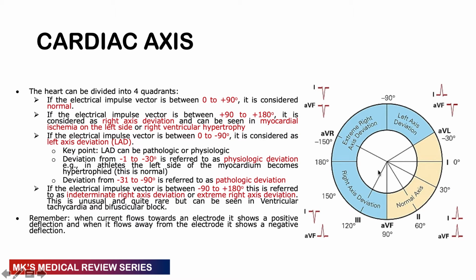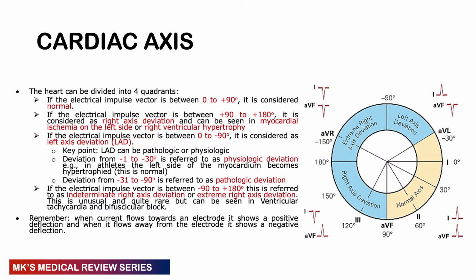Now, if your impulse shifts to the left side, so to this quadrant here from 0 degrees to about minus 90 degrees, we call that left axis deviation. When it comes to left axis deviation, you can think of it as divided into 2 subtypes. You have the left axis deviation which is physiological. It's normal. So if it's between the range of 0 to about minus 30, it's going to be considered physiologic deviation.